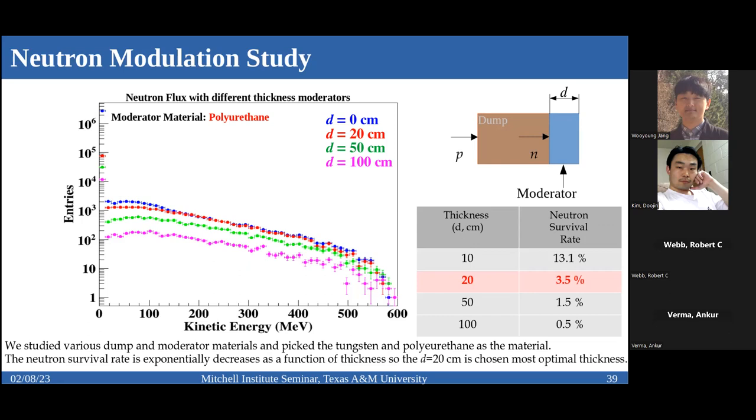And it turns out that we can kill about 96.5% of the neutrons using this neutron moderation. But most of the neutrons are killed in the low energy region, so you can see that there is still a high energy region where neutrons remain.